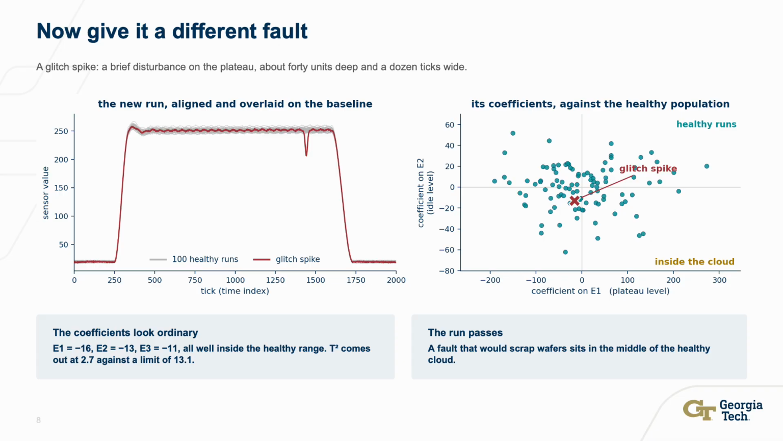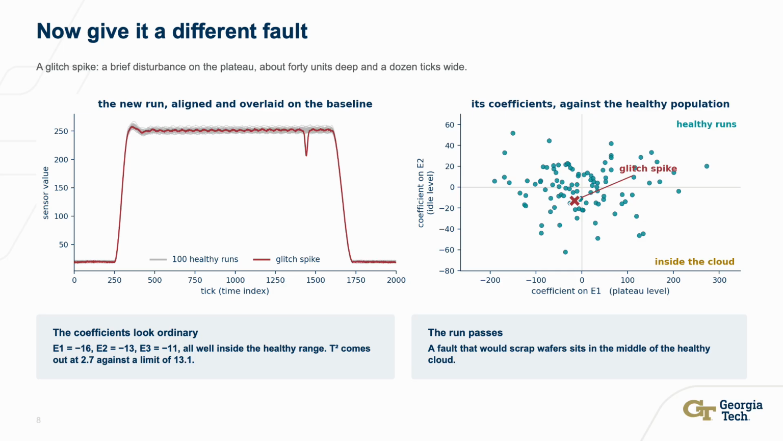Now let us try to break it. Same model, same limit, different fault. This is a glitch spike, a brief disturbance on the plateau about 40 units deep and a dozen ticks wide. An arc or an ESD event, physically obvious and definitely a scrap condition.